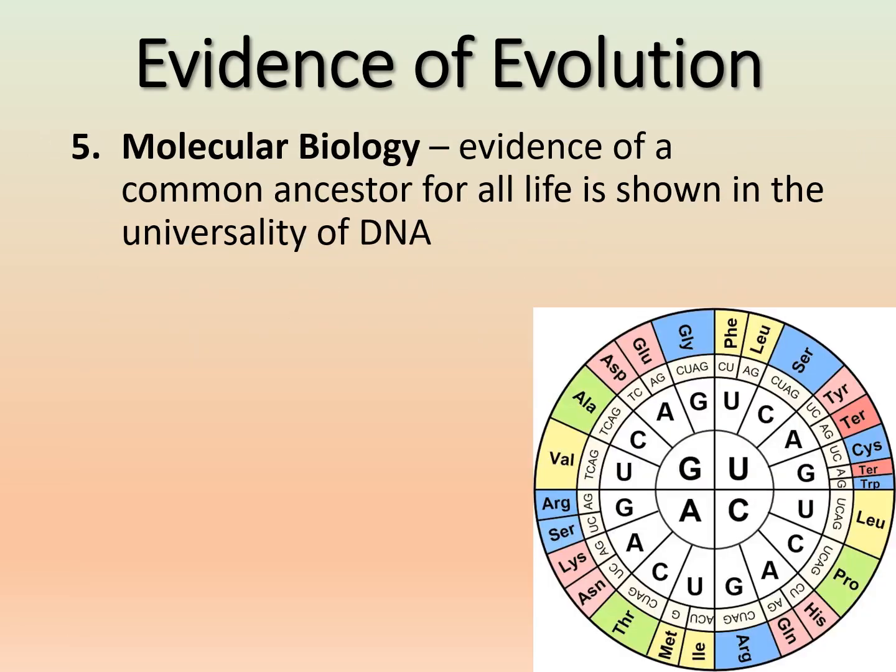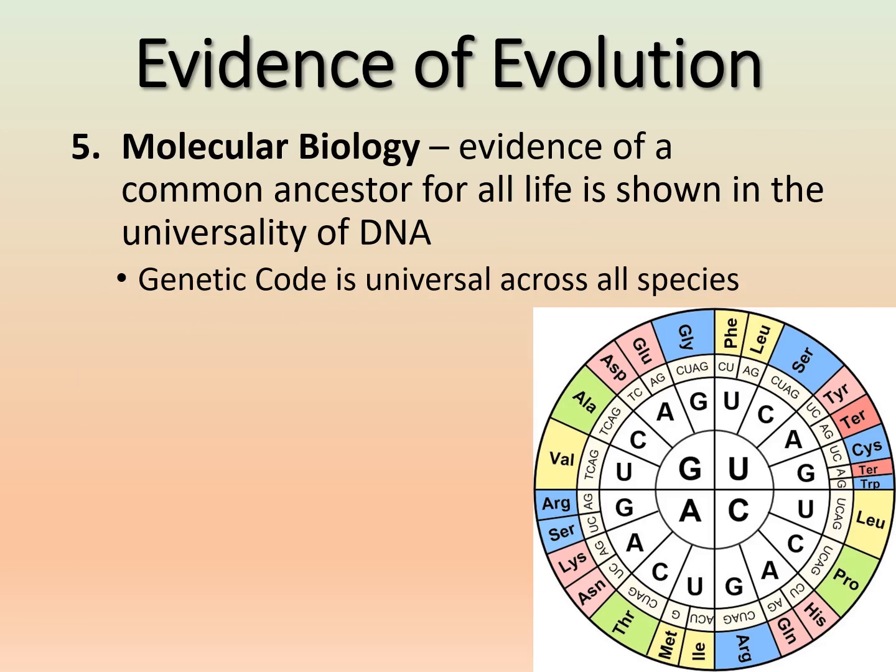Now, we've already talked about the genetic code being a universal code across all species. So within molecular biology, there is evidence of a common ancestor for all life, right? And that is shown in that universality of DNA. Really, the genetic code means the same for all species. So all the cells are all going to produce the same proteins due to the same DNA base code, right? That's just very cool to think about, right? We've all developed from this same basic genetic code, from some common ancestor for all of life.